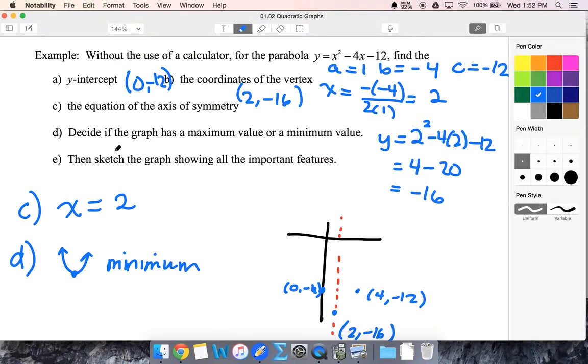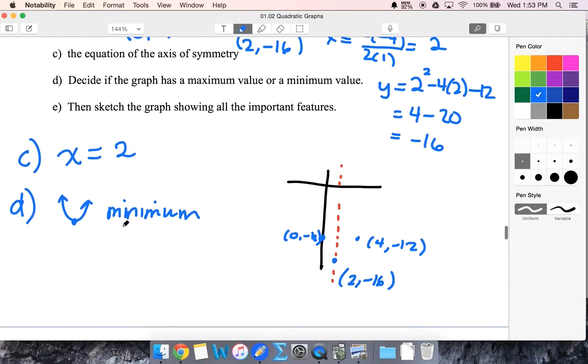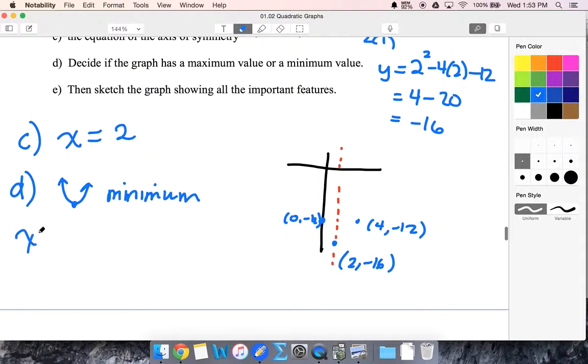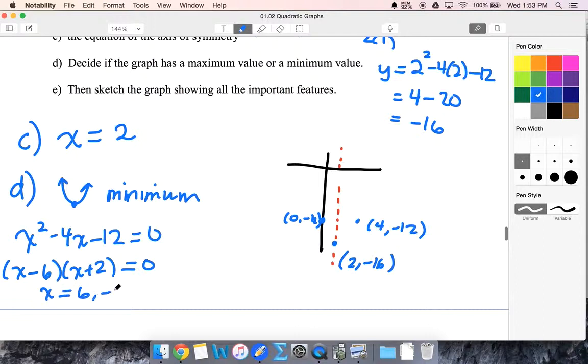And the one important feature we haven't discussed here is our x-intercepts. And so the nice thing about this graph and this equation is that I look at this equation and I see that it can factor. So x squared minus 4x minus 12. If I want this to equal 0, the x-intercepts are when y is 0. So I'm going to factor that. X minus 6, x plus 2 equals 0. That gives me two values, 6 and -2.